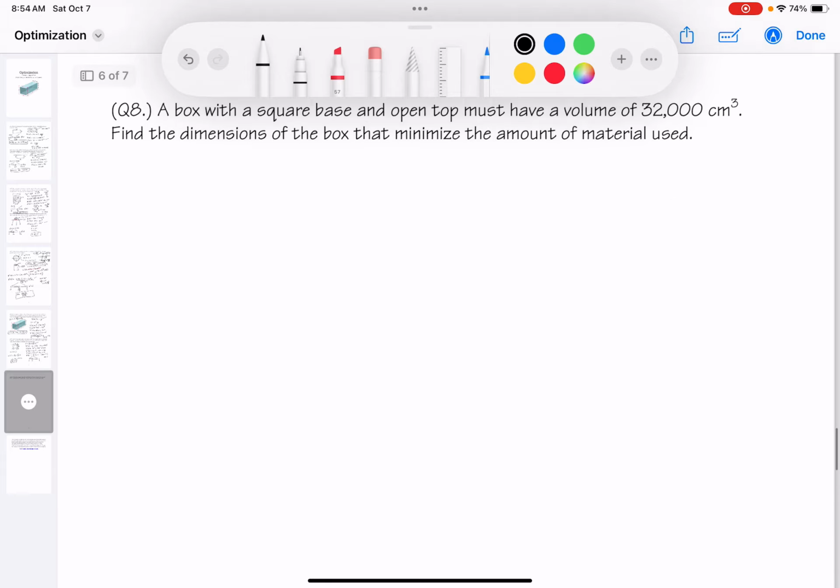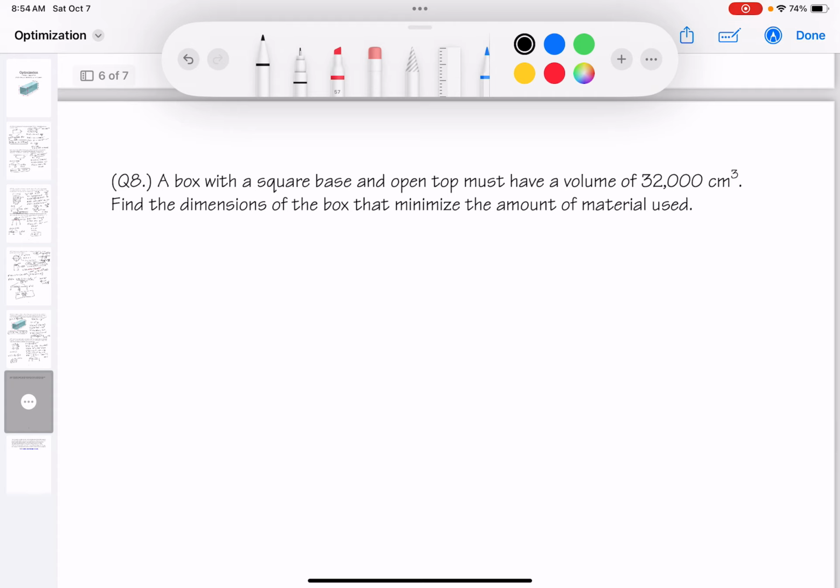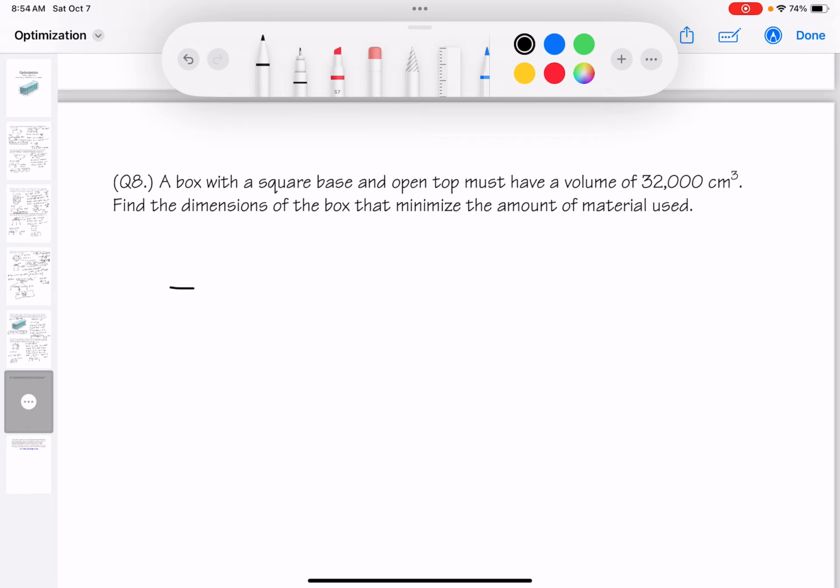And the last question is a box with a square base and an open top must have a volume. Well, let's put this down, put the box down. A box with a square base, x by x. I'll give it height of y.